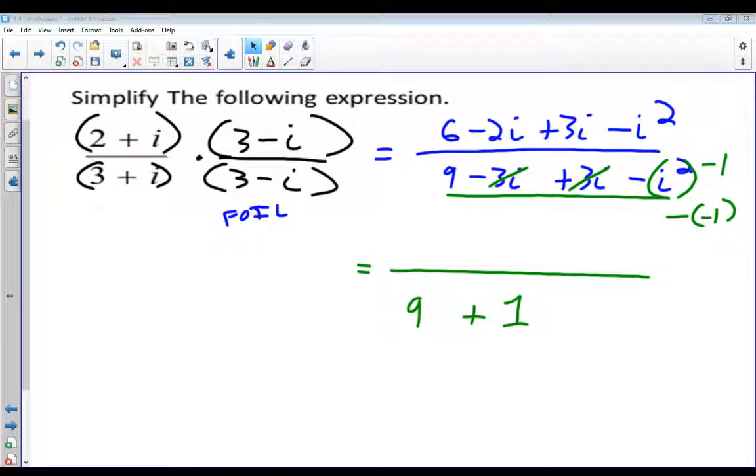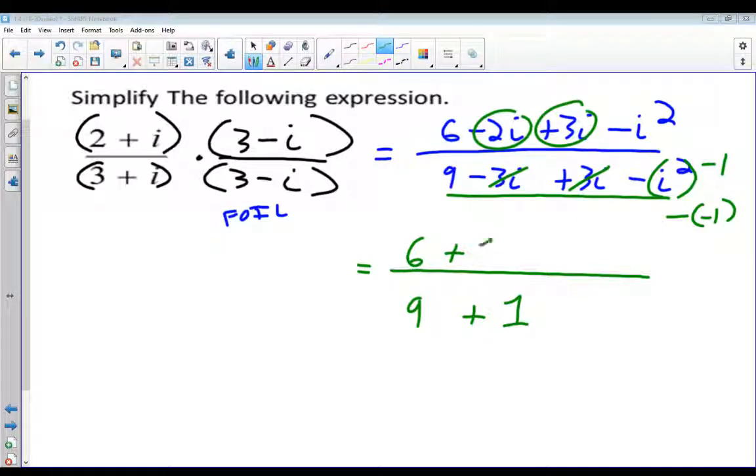But now, let's take care of the top. First, I got a 6. The negative 2i and the 3i will combine to give you just 1i, or i. And the negative i squared, that's negative 1, or minus a negative, plus positive. So that becomes plus 1.